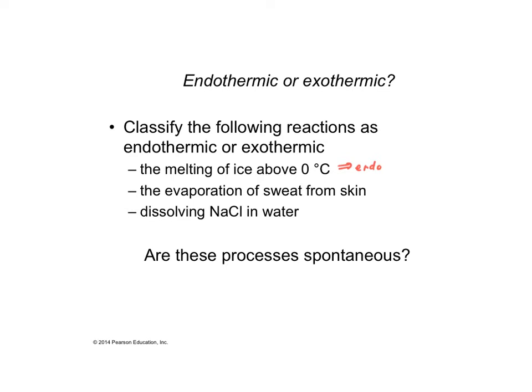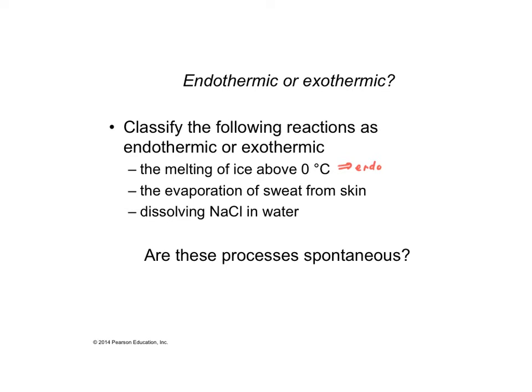What about evaporation of sweat from skin? Is this exo or endo? Competing ideas here, right? So the sweat is the system. That's important to note, right? So the sweat evaporates. What happens to the surroundings? What is the surroundings in this case? The skin, right? What happens to the temperature of your skin when your sweat evaporates? Cools down. All right, so is it exothermic or endothermic? If the sweat is the system and your skin is the surroundings.